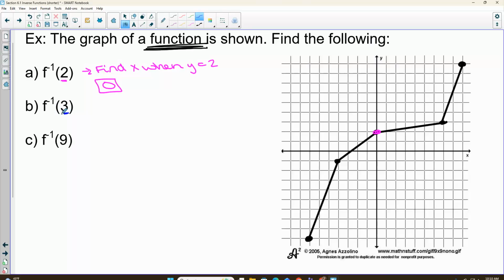So when I say f inverse of 3, since this is the graph of f, that means find x when the y is 3. So the point on my graph when y is 3 is what? Yes.